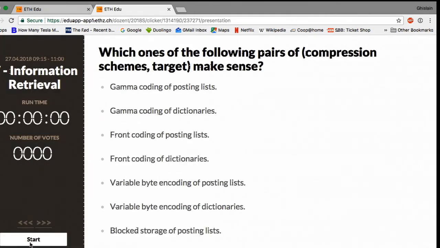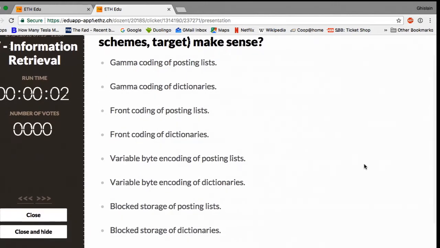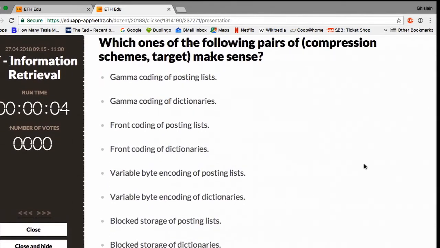And then that's a wrap-up of the lecture of part 6 before I move to the ranked retrieval 1. So I showed you plenty of compression schemes: gamma coding, front coding, variable byte encoding, and block storage. Which one encodes which? So which one encodes posting lists and which ones encodes dictionaries? So go ahead and pick the right answers.